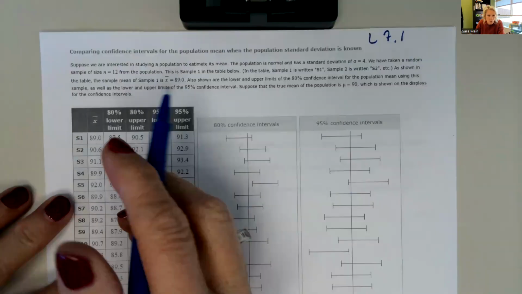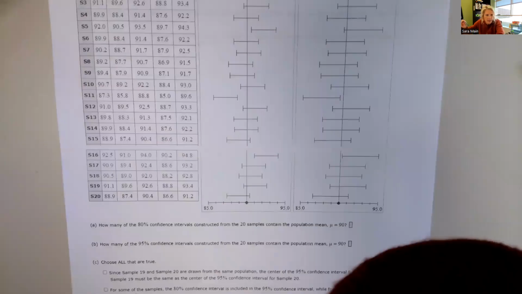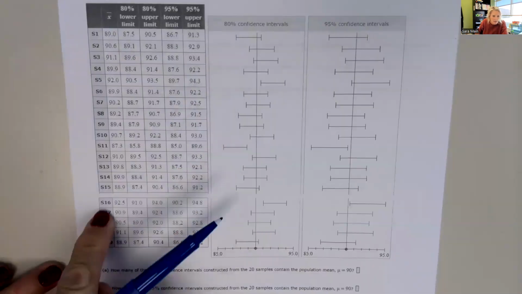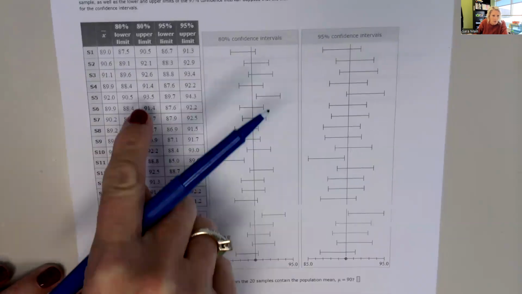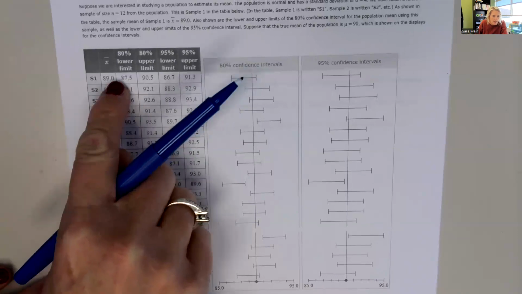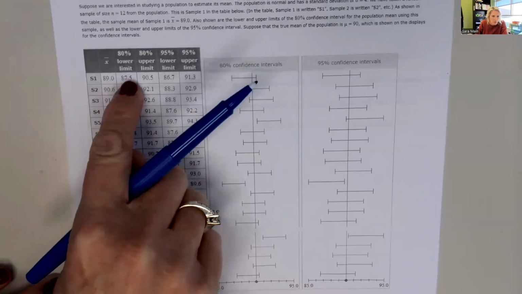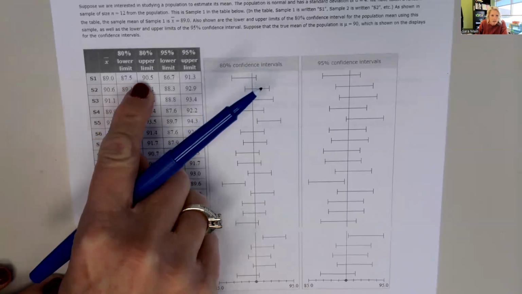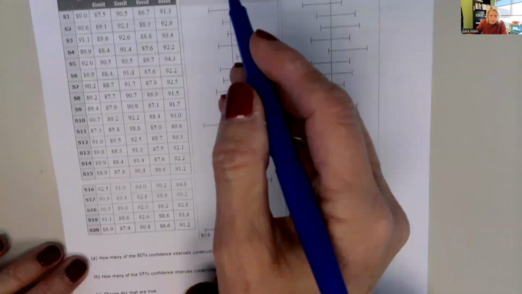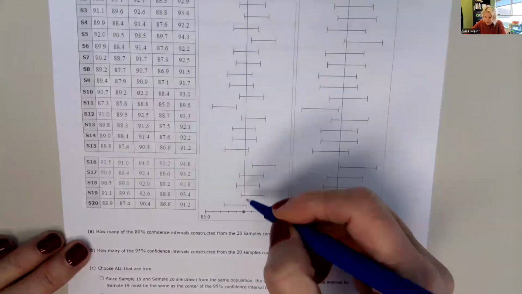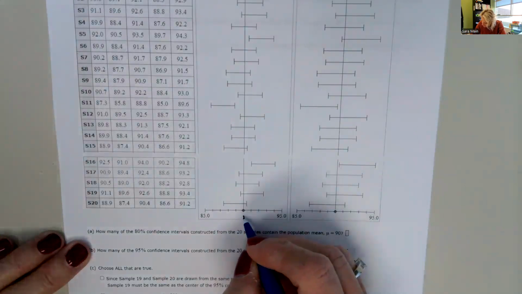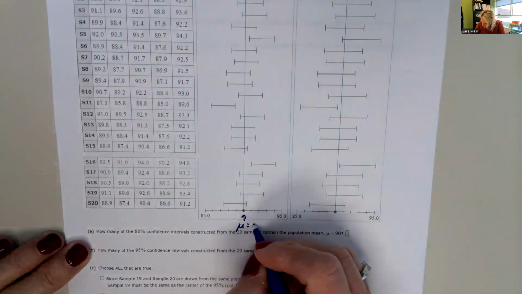So the sample size is 12, but they actually ran the sample. They did sample sizes of 12 20 times, and this is what they came up with. So sample 1 had 12 observations in it, and that sample mean was 89, and the lower limit for the 80% was 87.5. The upper limit was 90.5. And so they did this 20 times, and that's what these samples are. And this line down the middle here is the true population mean of 90.